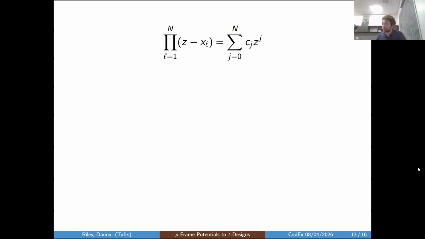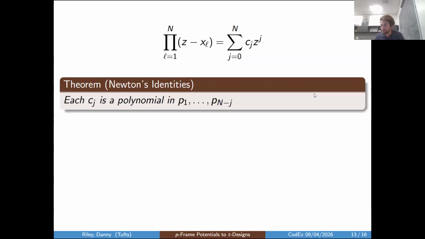The thing is that Newton's identities tell us that if I don't start with these xl's, but instead start with the power sums, I can write out these coefficients as a polynomial in terms of the power sums p1 through pn minus j. And then once I have that, I can try to detect if the roots of this polynomial are unimodular, because it's important that we assume that each one of our vectors was unit norm.